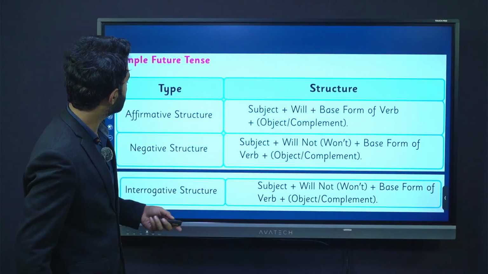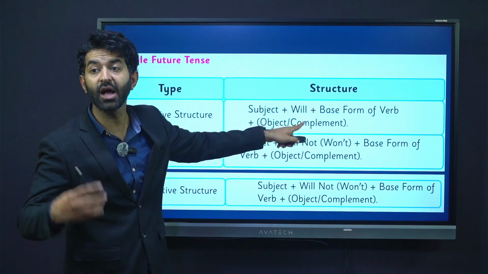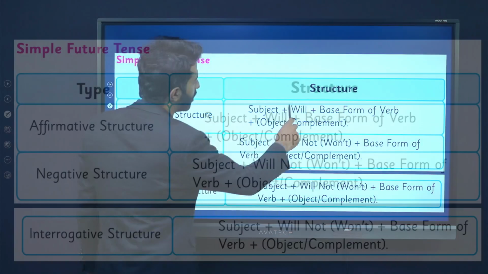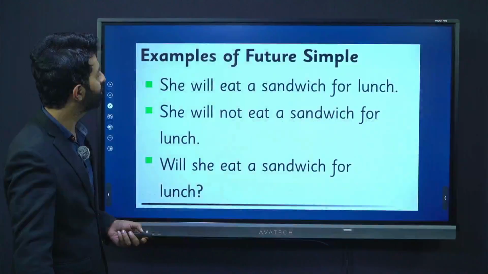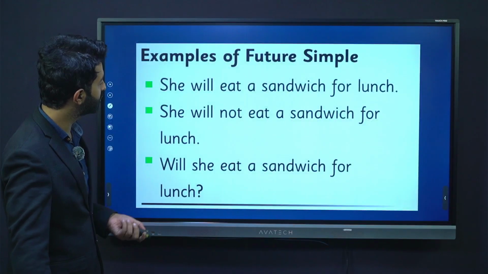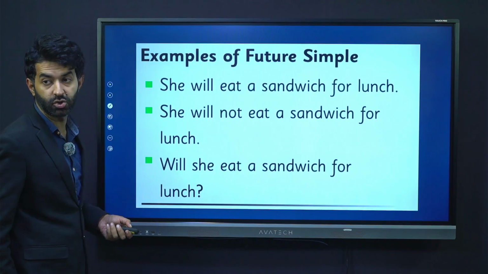अब वही रिवीजन, I hope that you can see, सब्जेक्ट के साथ will या shall आप use कर सकते हैं, ओके, will या shall, and then जो हमने कल स्ट्रक्चर पढ़ा था बिल्कुल वैसे ही है, she will eat a sandwich for lunch, she will not eat a sandwich for lunch, will she eat a sandwich for lunch, alright.